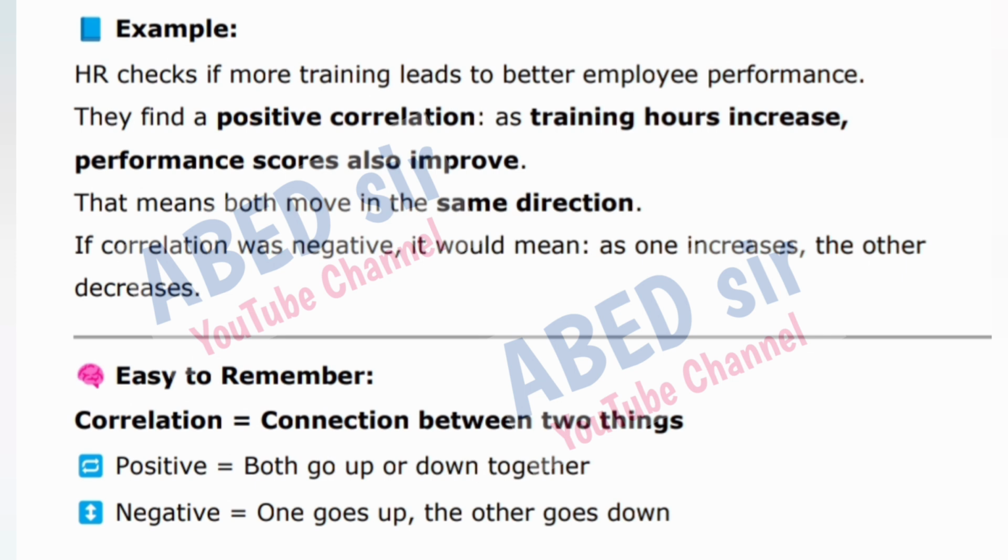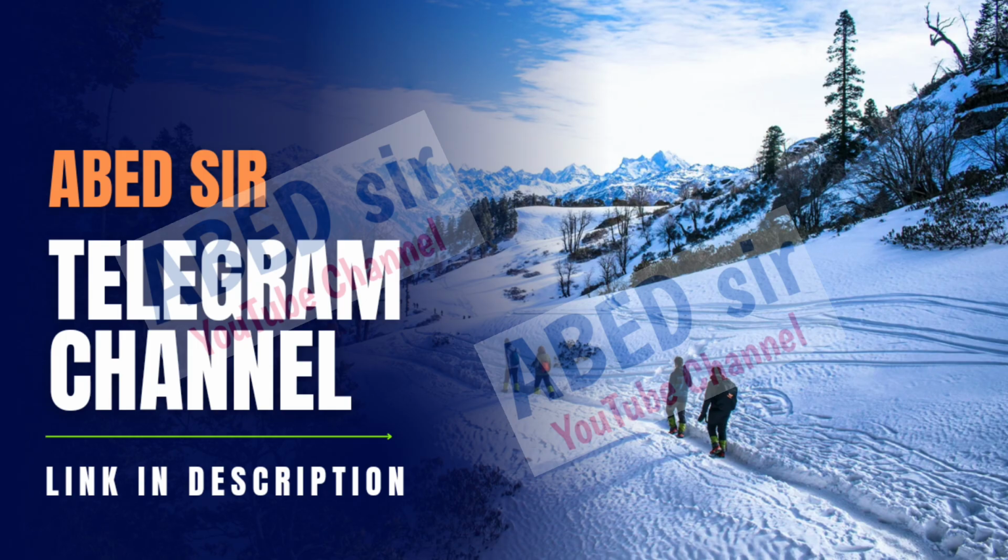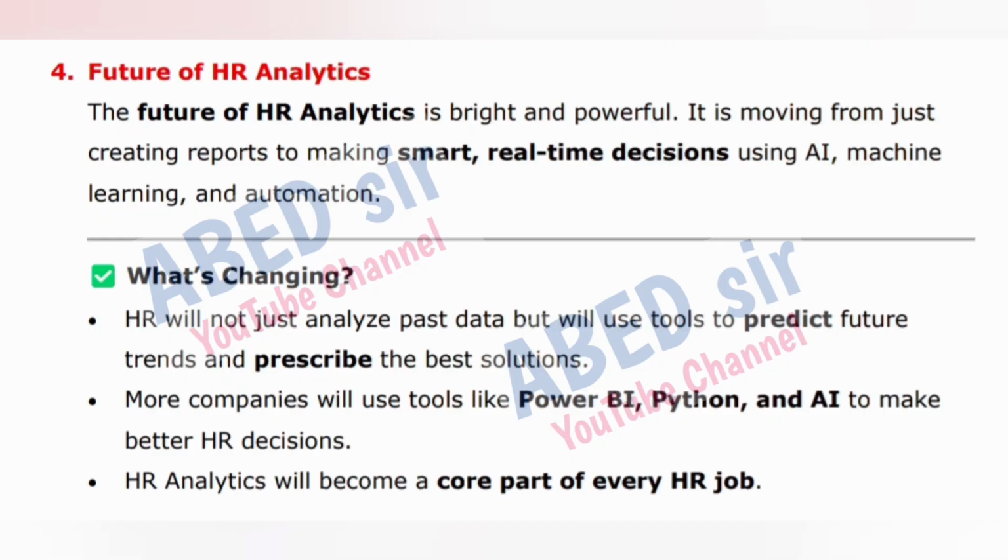Easy to remember: Correlation = connection between two things. Positive = both go up or down together. Negative = one goes up, the other goes down. In short, correlation helps HR find patterns and relationships between employee behaviors, performance, and outcomes using simple numbers. Next important short question is 4, Future of HR Analytics. The future of HR analytics is bright and powerful.